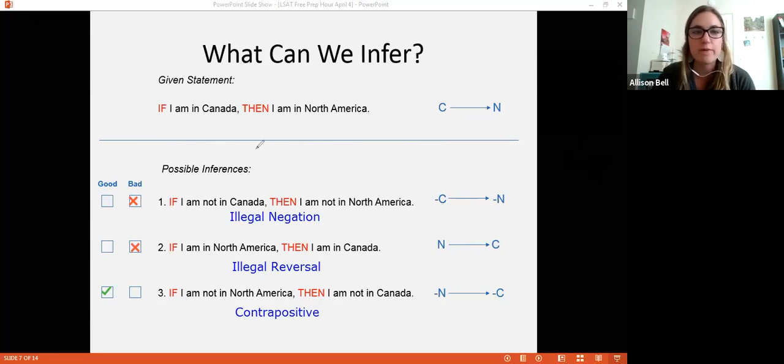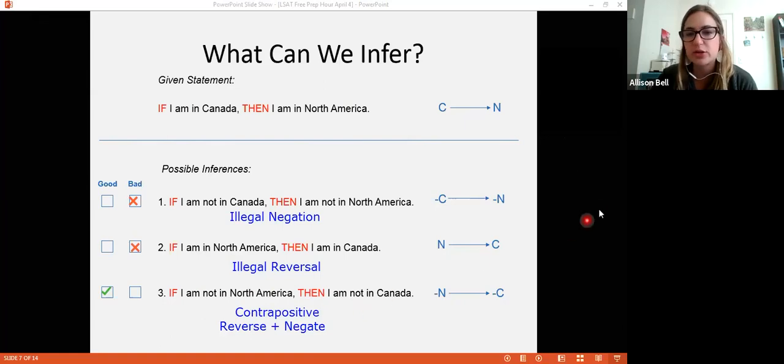So the valid move that you can make anytime that you have a conditional statement is you can reverse and negate. That will create the contrapositive, which is always also going to be true. If this statement is true, then reversing and negating it will also be true as long as I'm dealing with conditional logic. This is a huge thing on the LSAT.